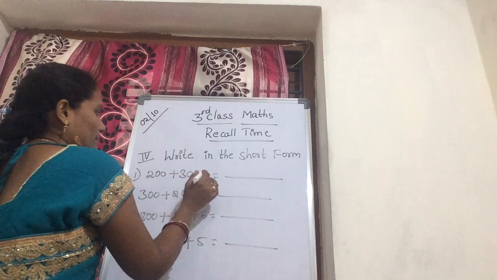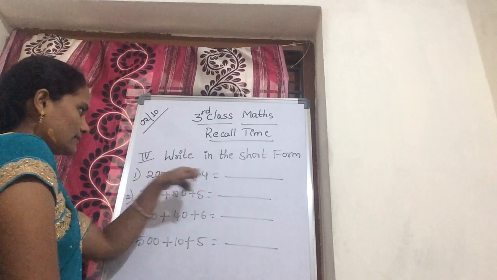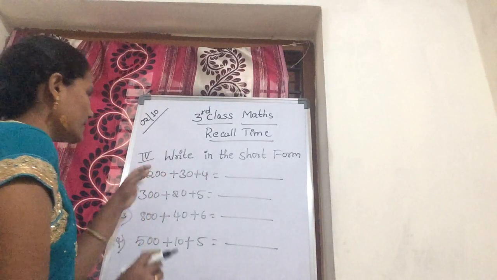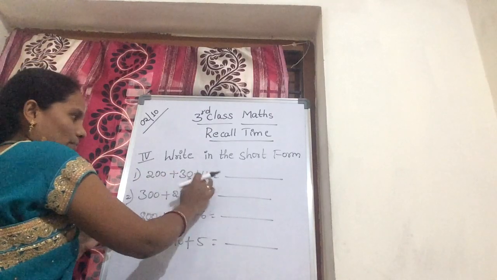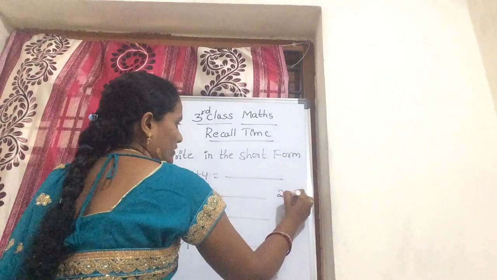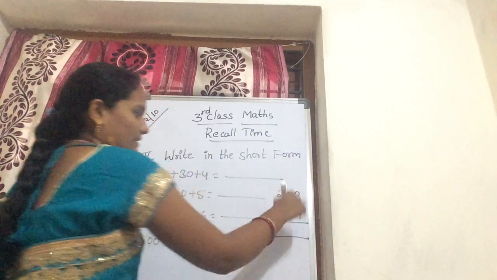200 plus 30 plus 4. Here you get first 200. This is in our hundreds place value. Yes, this is in hundreds. 200 plus 30 plus 4. Now like this, first you write 200 plus 30 plus 4. You add these three numbers.